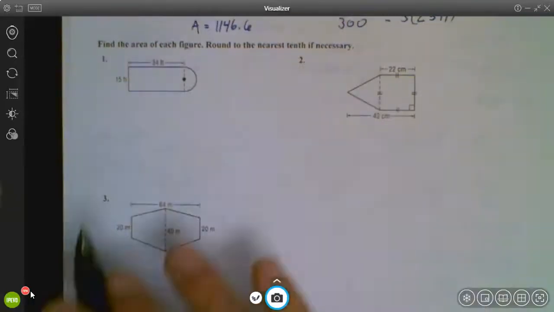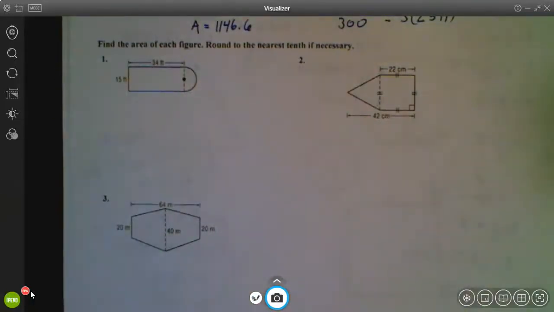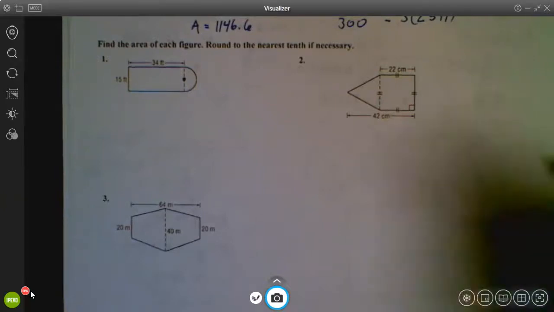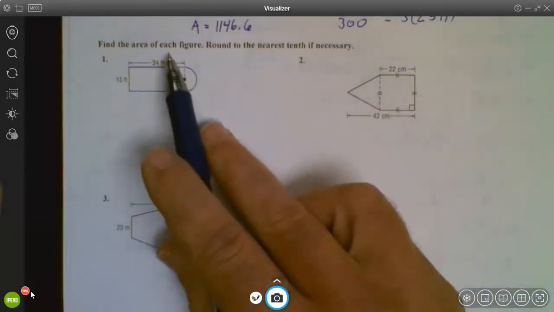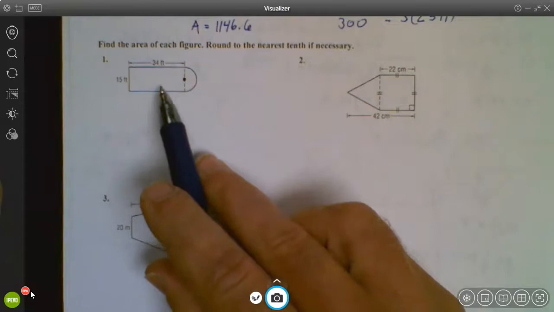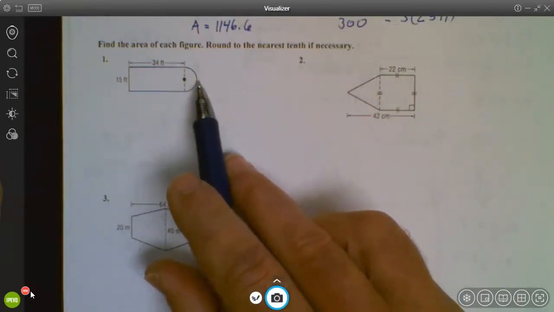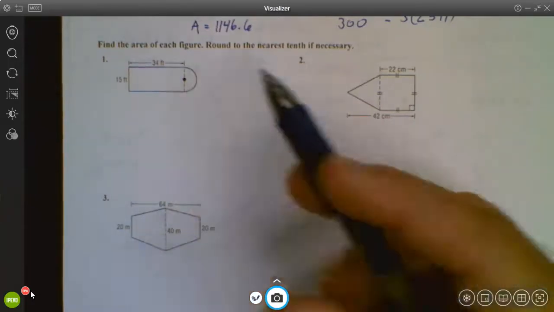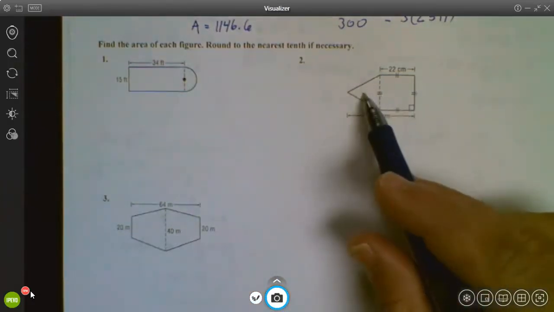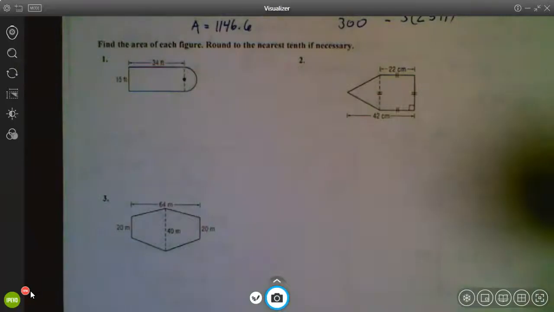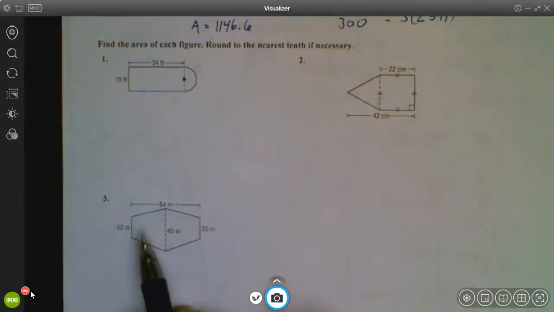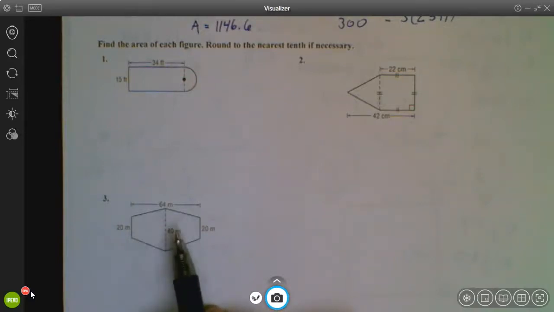The difference on these ones is now instead of subtracting, we're adding, right? So the area of each figure means the total area. So, for example, if you were going to do number 1, you would be doing the rectangle plus half of a circle. If you were going to do this one, you would be doing a triangle plus a square, right? And so you would just do those individually and add them together, right? This one would be a trapezoid plus a trapezoid.